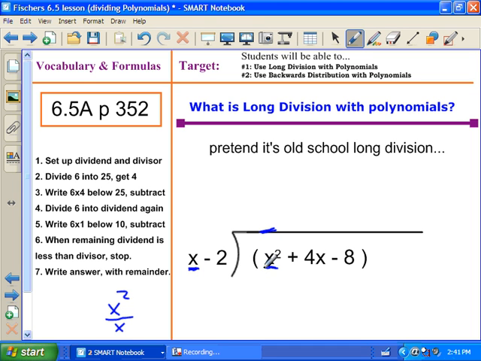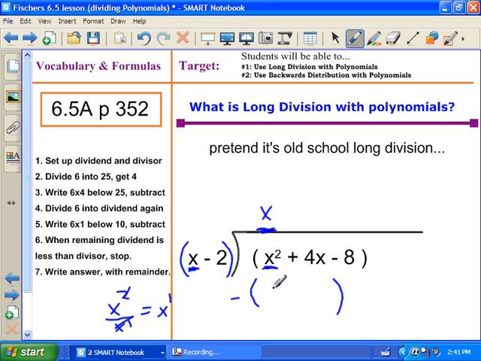Or I can just go x squared divided by x, and that will give me x, because x to the first cancels these and leaves one x behind. So I put x here. Now what I need to understand is that this x times the entire divisor, or this piece here, is what goes down below here, and I'm going to subtract those.